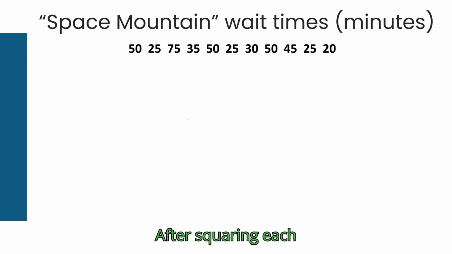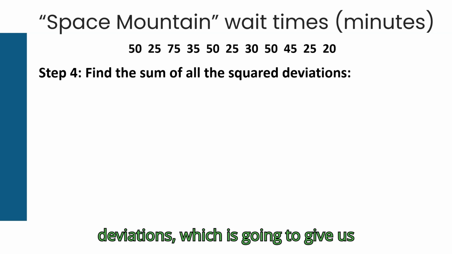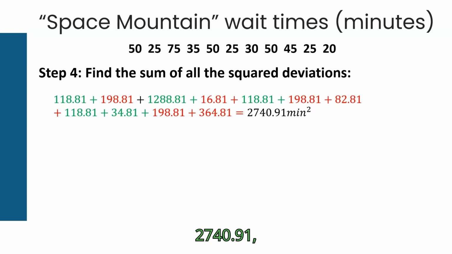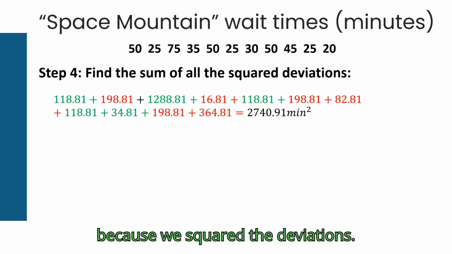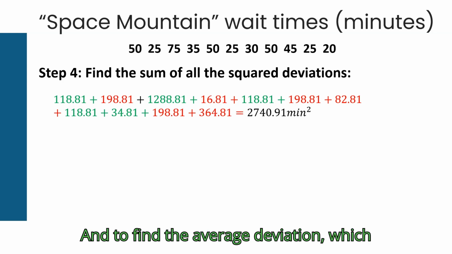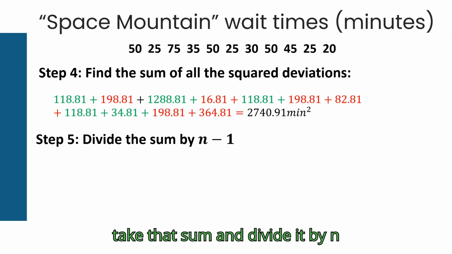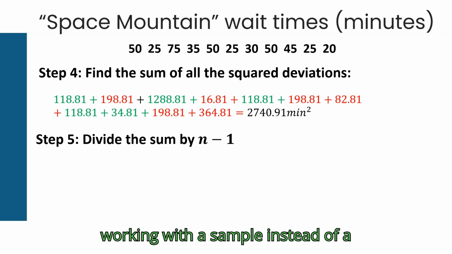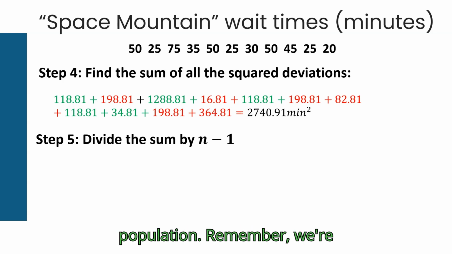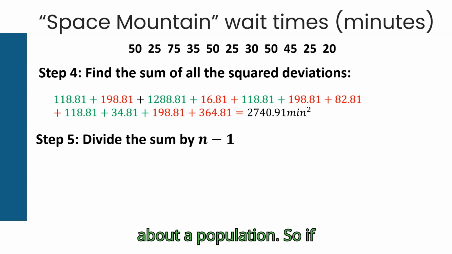After squaring each deviation, we need to find the sum of all the squared deviations, which gives us 2,740.91, and this time it's minutes squared because we squared the deviations. To find the average deviation, we take that sum and divide it by n minus 1. The reason to divide by n minus 1 instead of n is to adjust for the fact that you're working with a sample instead of a population. Remember, we're using this sample to make a conclusion about a population.